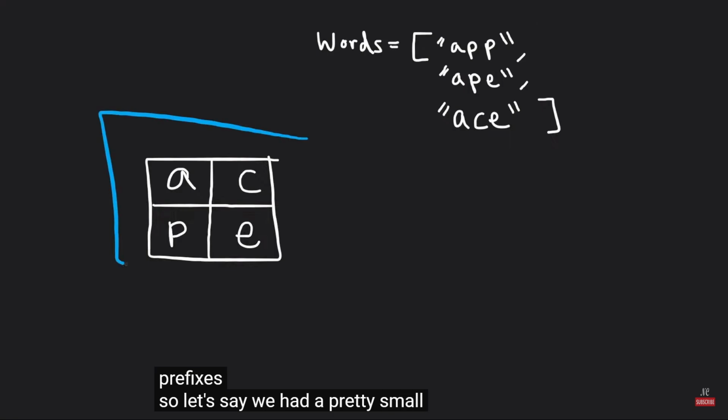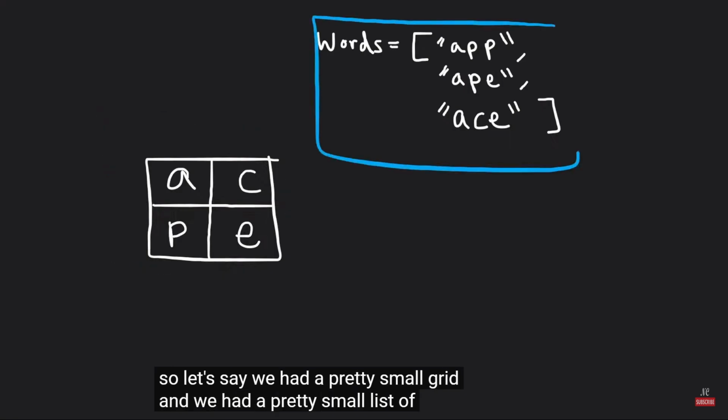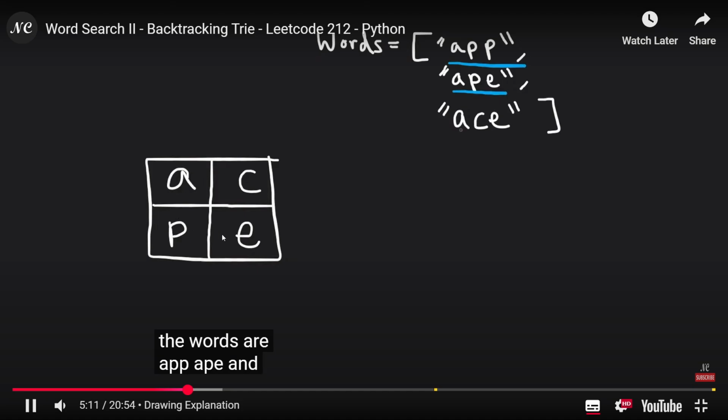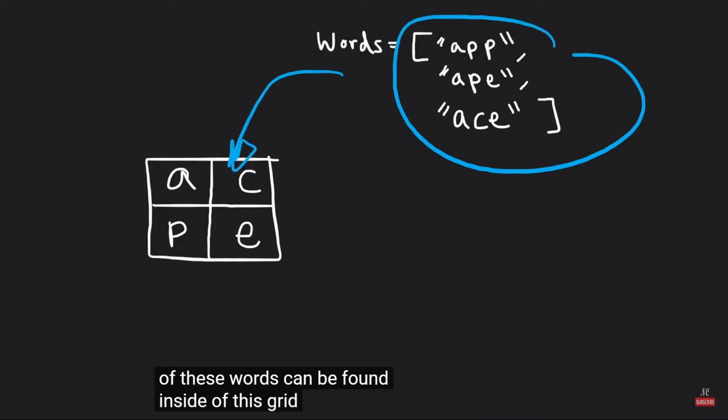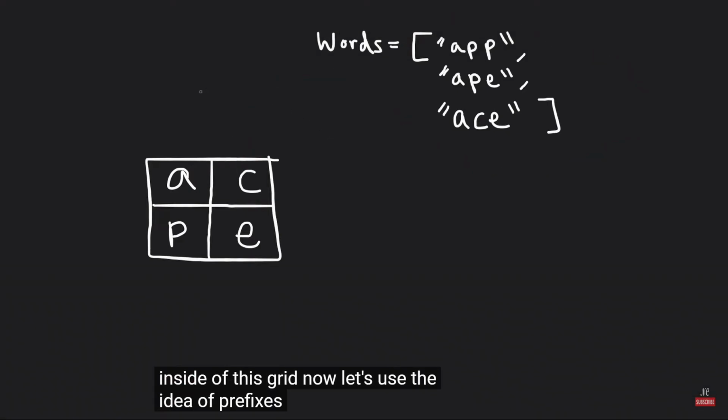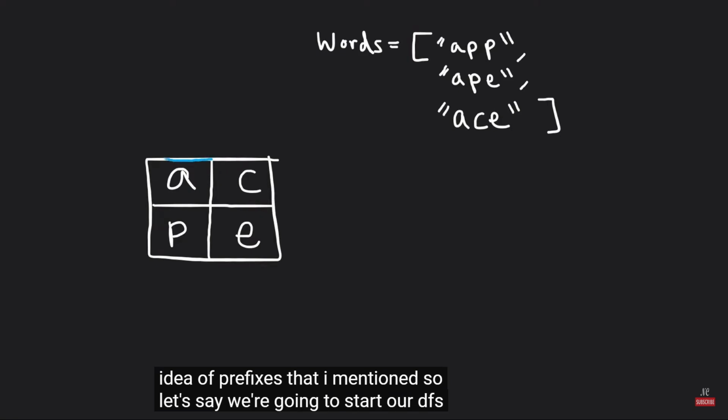So let's say we had a pretty small grid and a pretty small list of words. The words are app, ape, and ace. So we want to know which of these words can be found inside of this grid. Now let's use the idea of prefixes that I mentioned. So let's say we're going to start our DFS here, right?